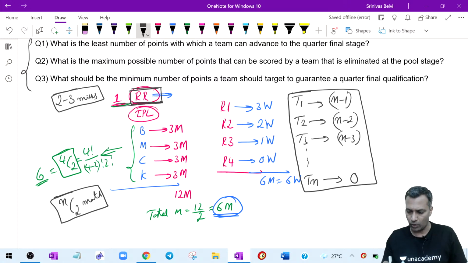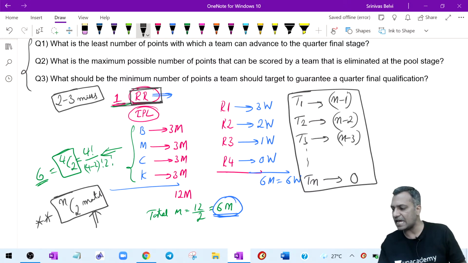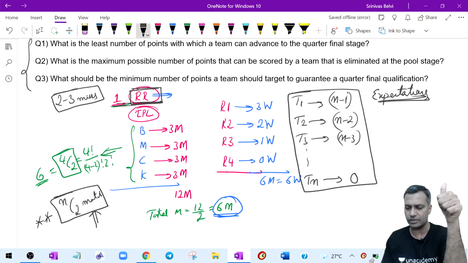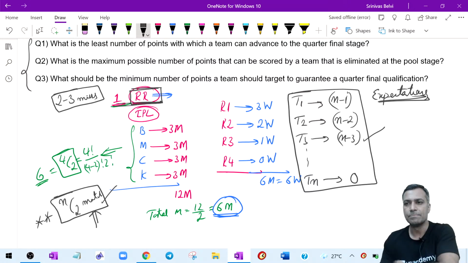Two things are expected. One, the number of matches in a single round robin is nC2. The other is this expectation. Reality can be widely different from this. Okay, two things are clear about the round robin. The definition of round robin is clear, the number of matches in a single round robin is clear, and the expectation is clear. Clear about this? Any doubts here? Is this clear?